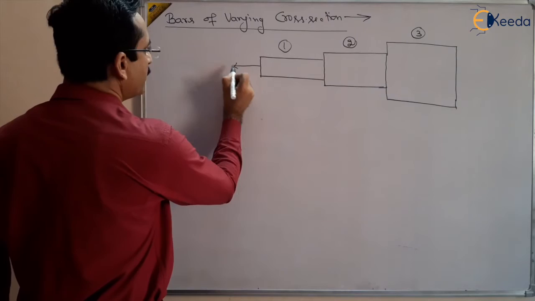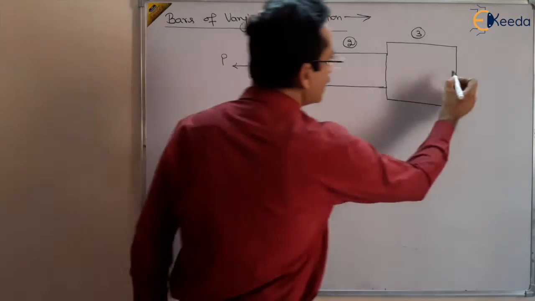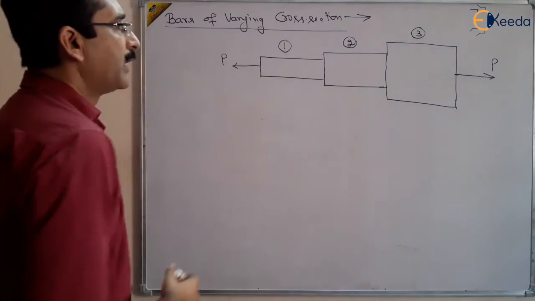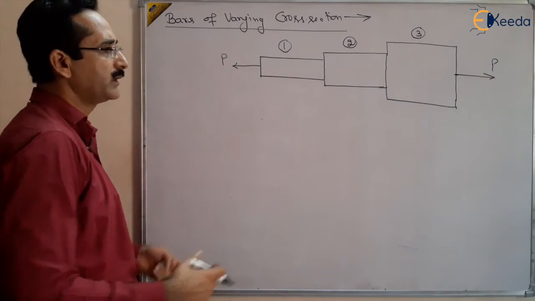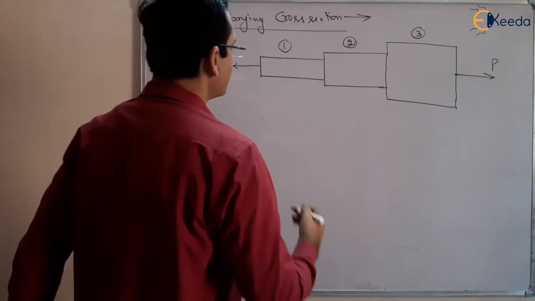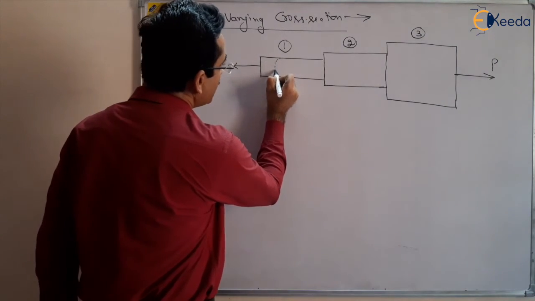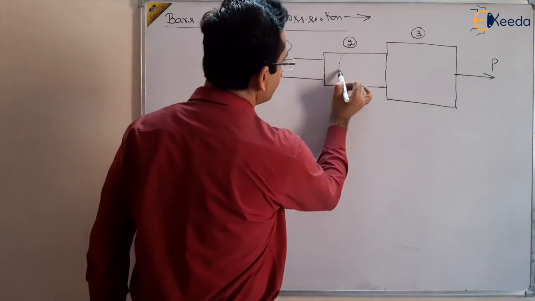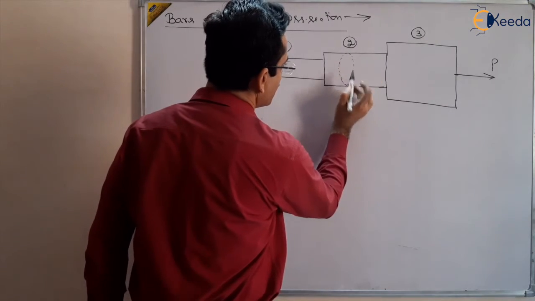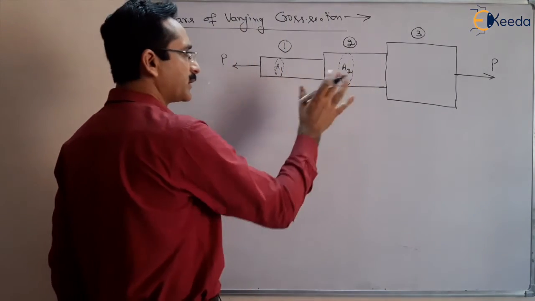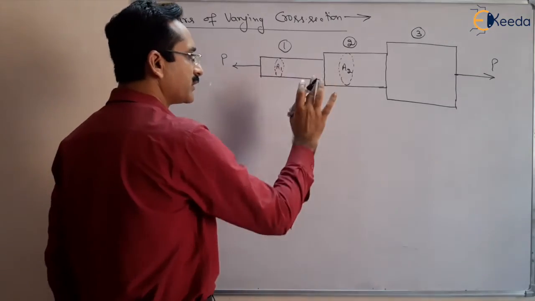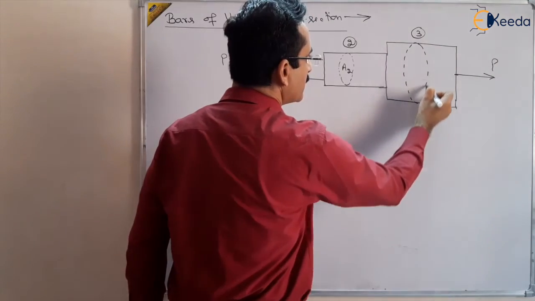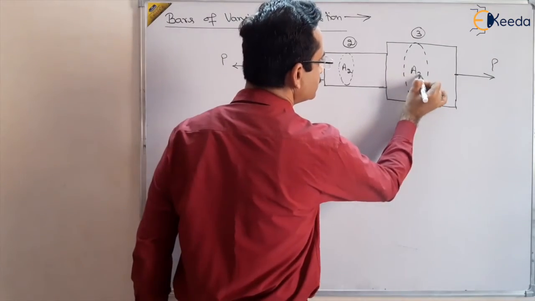and we apply a force P on both ends of the bar so that the bar will elongate. And our aim is to find out the total elongation, the total deformation in the bar, right? Suppose the cross-section area of this part is A1, and of this part is A2. It may be circular, rectangular or square, but we are assuming a circular bar now, and the area of cross-section of this part of the bar is A3.